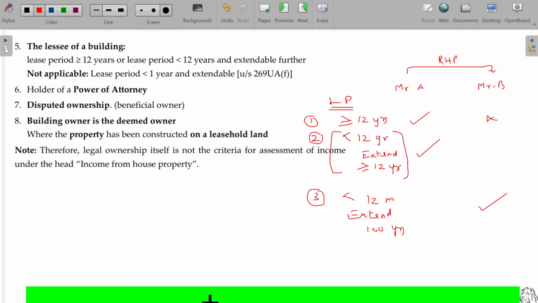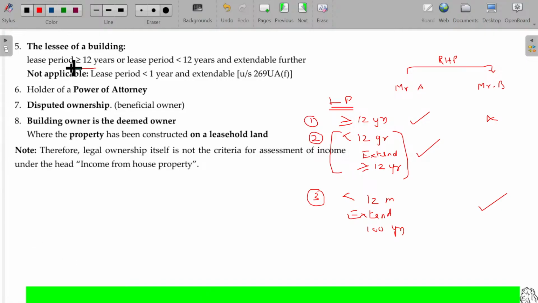Clear? Understand that if the original lease period is more than or equal to 12 years, then the lessee is the owner. If the original period is more than 12 months, exactly 12 months, or less than 12 years but extendable beyond 12 years, then the lessee is the owner. If the original period is less than 12 months and extendable any number of times, then the lessor is the owner, not deemed owner, he is the registered owner.